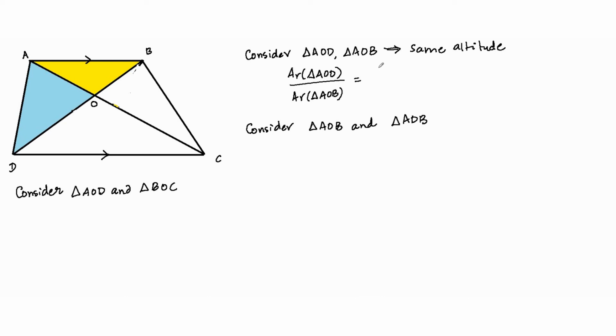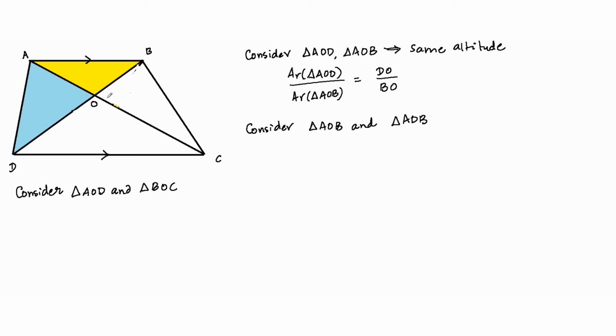So what is the ratio of their base? The ratio of the base is DO upon BO, correct? So the ratio of the areas is the ratio of their bases. Now similarly, let's consider triangle AOB, that's the yellow triangle, and ADB, that is the whole triangle.